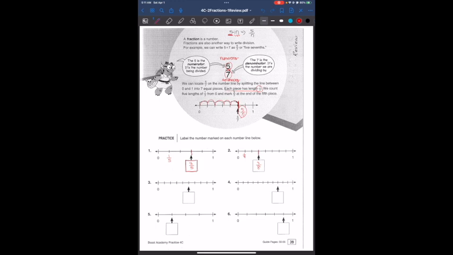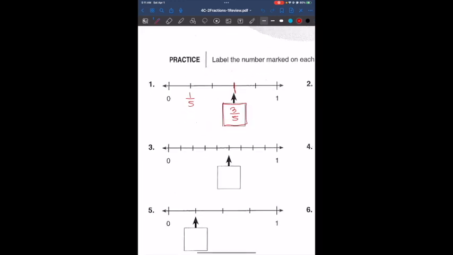So it's going to be 3/8. And then over here we have 1, 2, 3, 4, 5, 6, 7, 8, 9. So each is worth 1/9. And so since we're on the 5th, it's going to be 5/9.